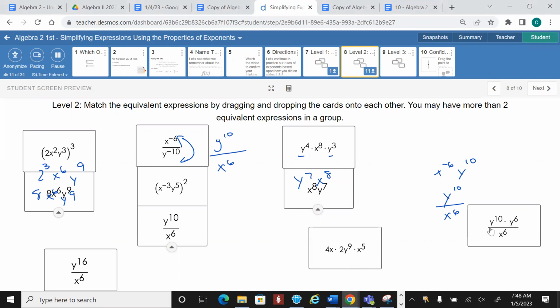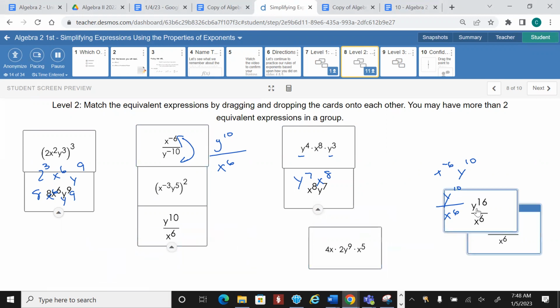On this one right here, we're only going to combine the top part. So we're going to add 10 and 6. So that's going to give us y to the 16th over x to the 6th power.